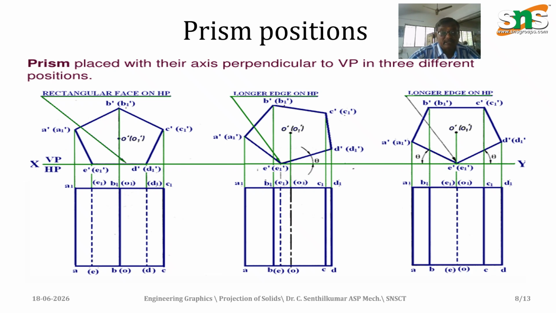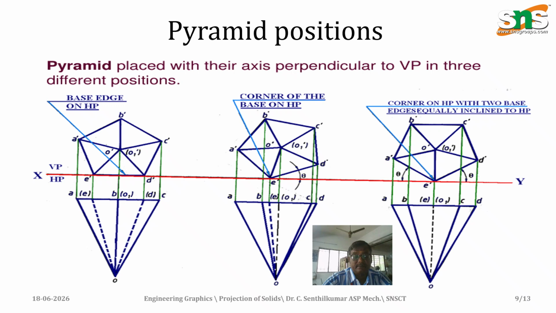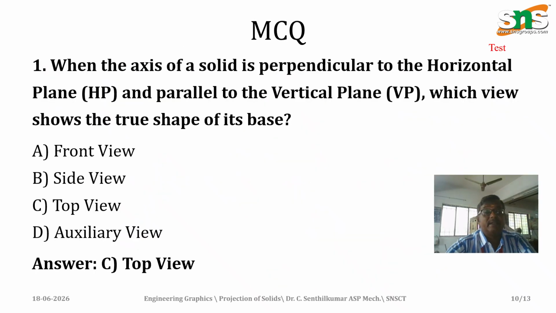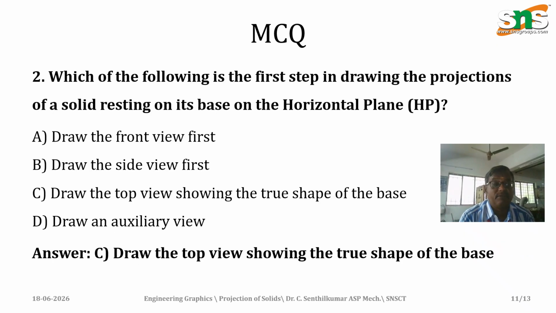Let us go for the next one. In the MCQ, when the axis of a solid is perpendicular to the horizontal plane and parallel to the vertical plane, which view shows the true shape of the base? The top view, because the true shape will always be seen in the top view. The next MCQ is: which of the following is the first step in drawing the projection of a solid resting on its base on the horizontal plane? Draw the top view showing the true shape of the base, as we indicated.